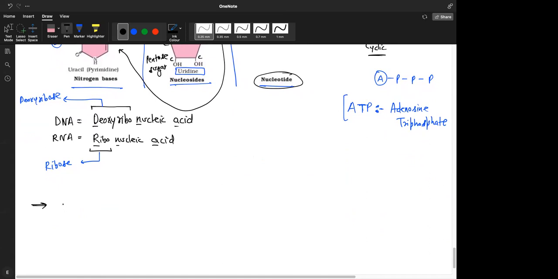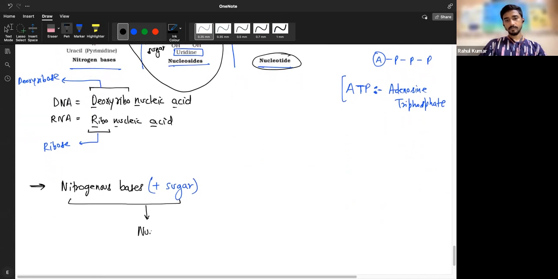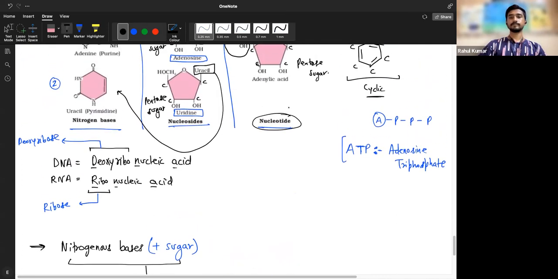So in a flow chart, let me write it like this. In the beginning, we have nitrogenous bases. If you add sugar to the nitrogenous bases, then these two together will be called a nucleoside. Okay? And if you add a phosphate group to a nucleoside, then this together will be called a nucleotide. Is it clear?